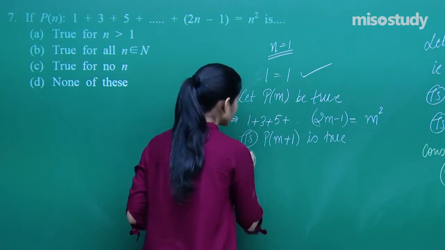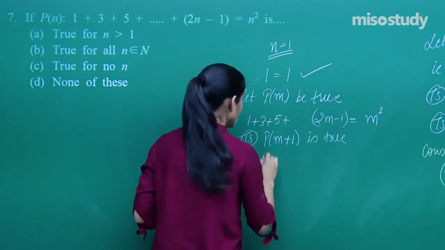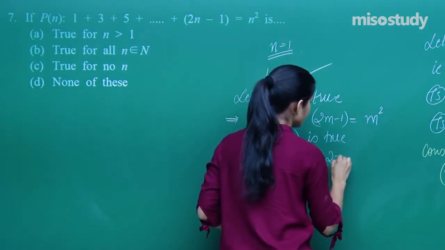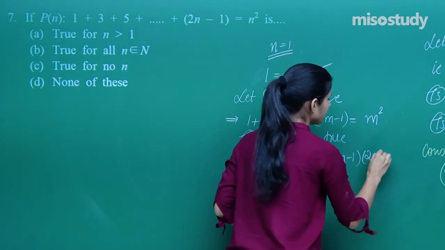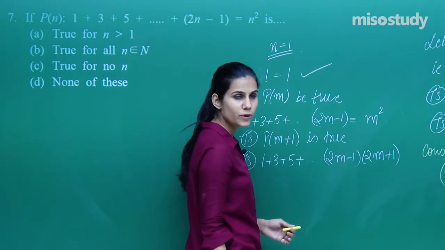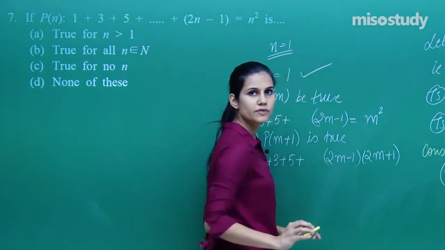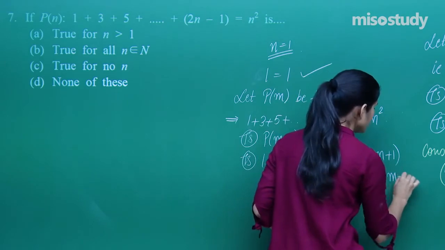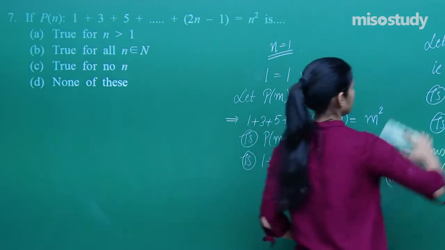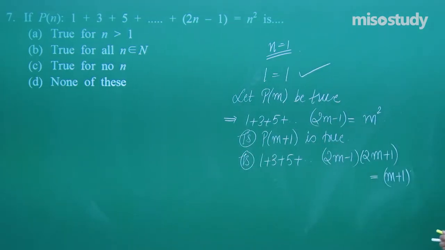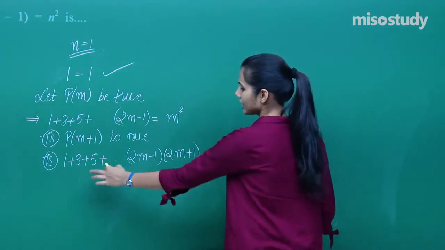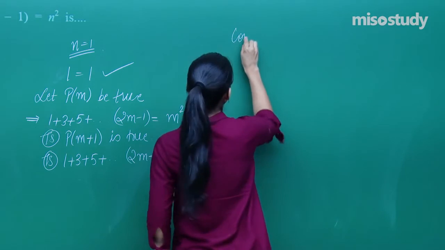That means I have to show that when in place of m I put m plus 1, I get, in place of m you put m plus 1. So what you get, twice of m plus 1 minus 1, which is 2m plus 2 minus 1, which is 2m plus 1. And before that, this term will be coming. This I have to show is equal to m plus 1 square. I have to show this. That is what is P of m plus 1. Now, if I have to show this, consider the left hand side.